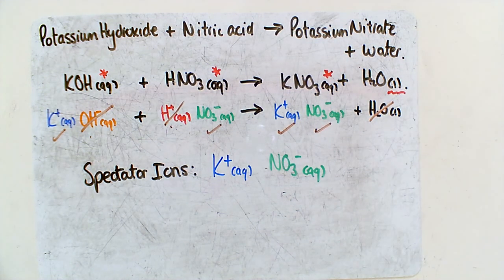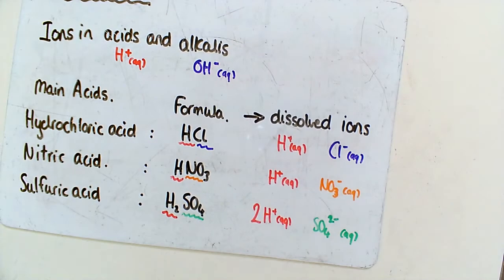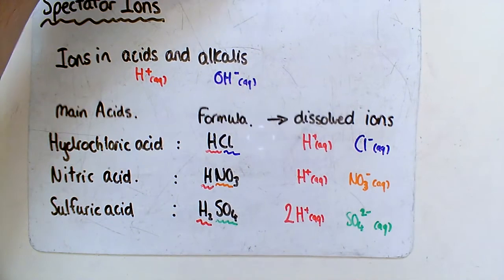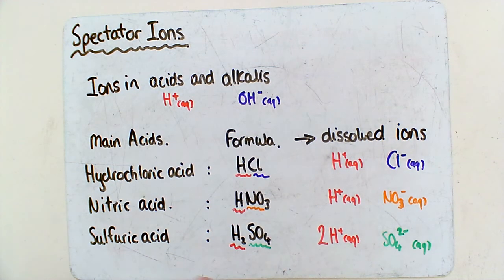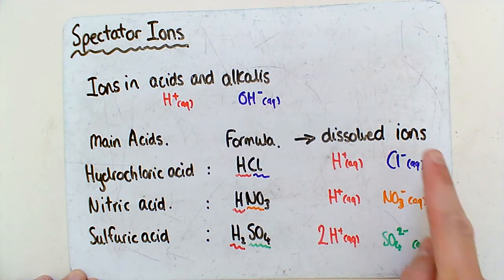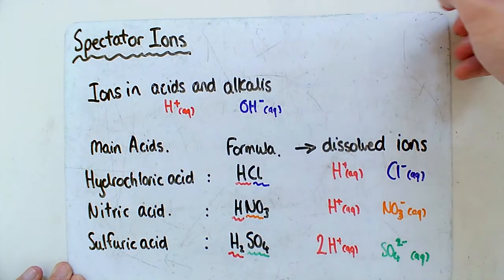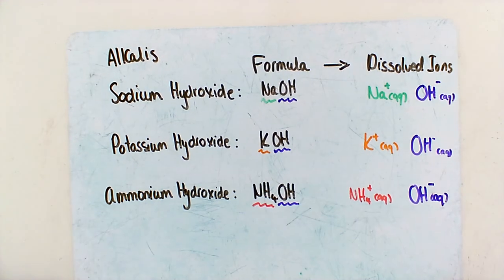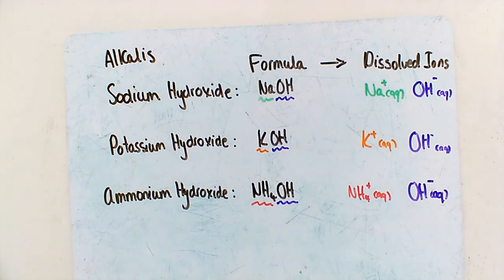And if you can remember, for our standard, if you can remember those three acids and how they break down, and then those three alkalis and how they break down, you'll be fine. So that's 6 chemicals. If you know how to write them as ions, you'll be able to do this.